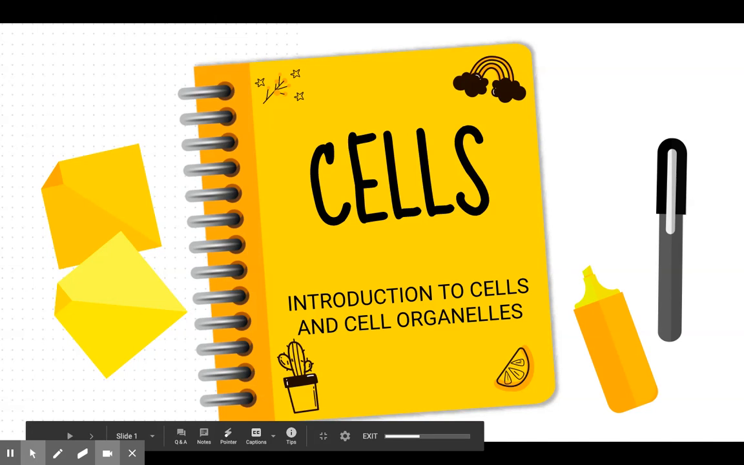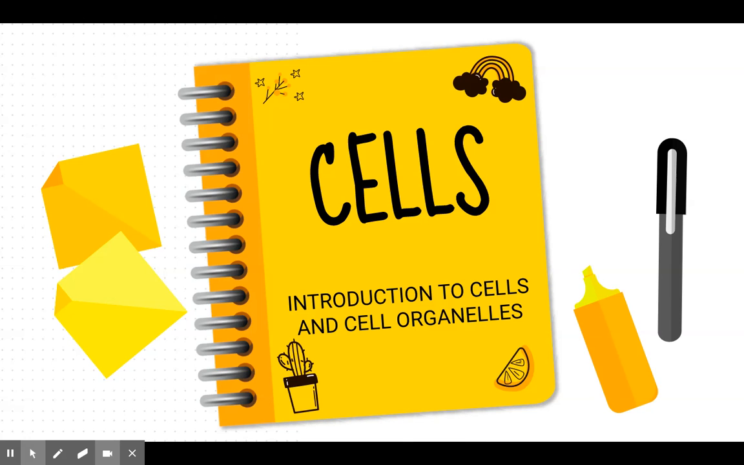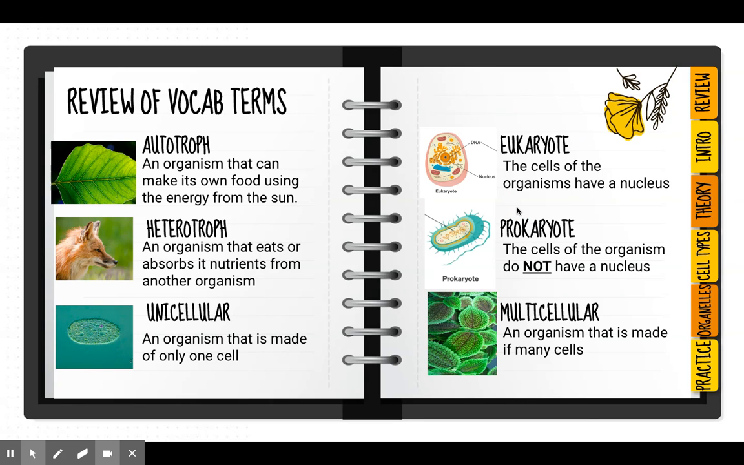All right, welcome. We're going to do our notes for our next unit, the first unit of trimester 2, which is cells. We're going to introduce the idea of what a cell is, and we're going to learn about some of the cell parts. Before we get into that, we want to look at some of the important vocab that we learned back in trimester 1. We're going to talk about what it is to be an autotroph or a heterotroph, unicellular, multicellular, eukaryote, prokaryote, because each of those has to do with cells quite a bit.